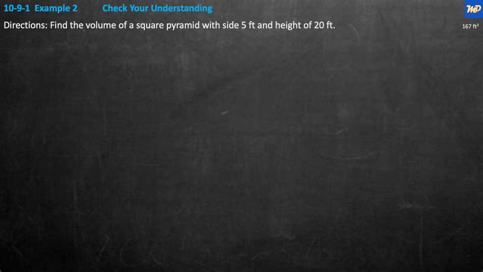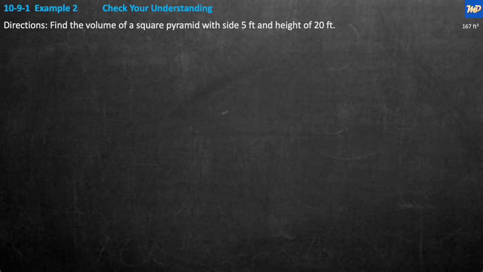Okay, example 2, check your understanding. Find the volume of a square pyramid with a side of 5 feet and a height of 20 feet. Well, it's a square pyramid, so the side means the sides of the square, right? Just like we did in the last one. So you go ahead and do it, and when we get back, we'll do it together.